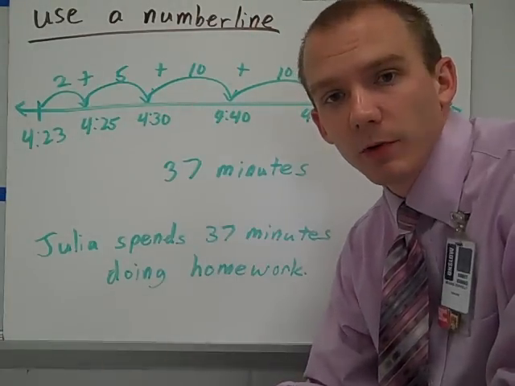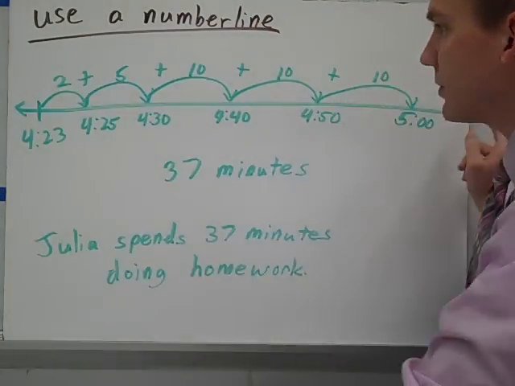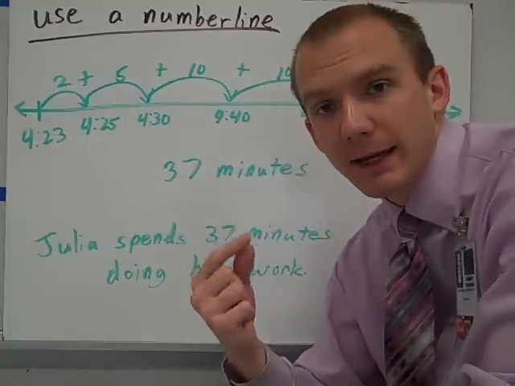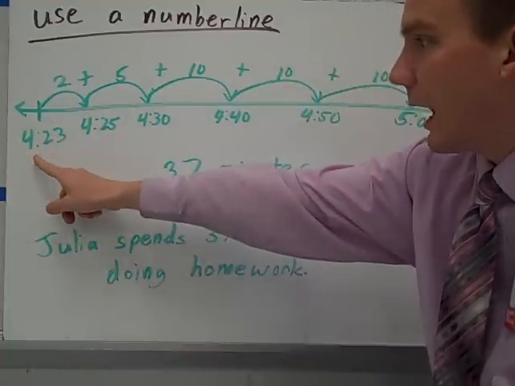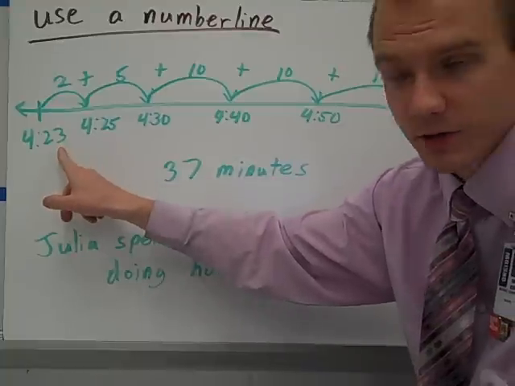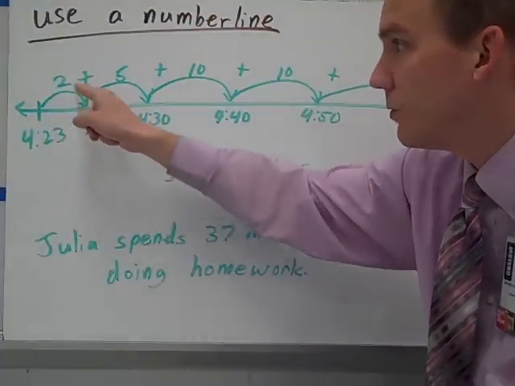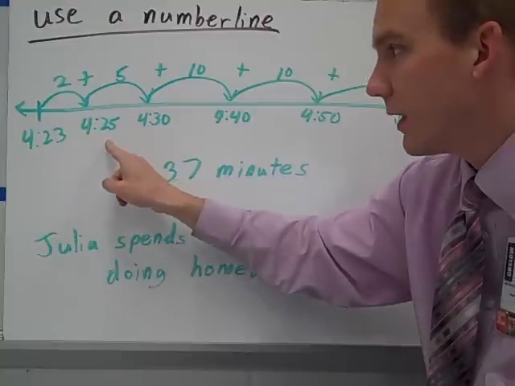We're going to first use a number line to solve this. What you do is you draw your number line and you just draw the beginning of 4:23. And keep in mind that end time of 5 o'clock. I like to jump to an even 5 first. So I go, okay, 4:23, 24, 25. So I jump 2 minutes to 4:25.